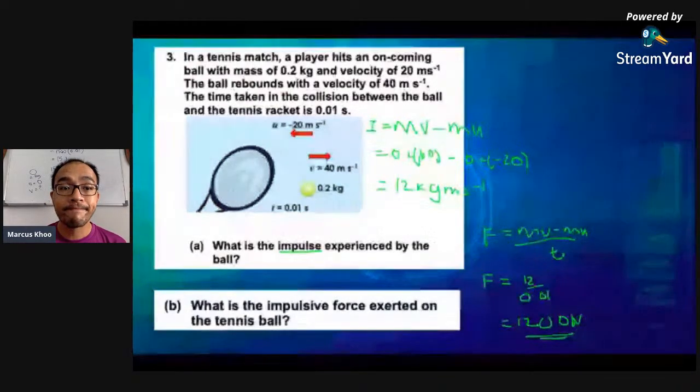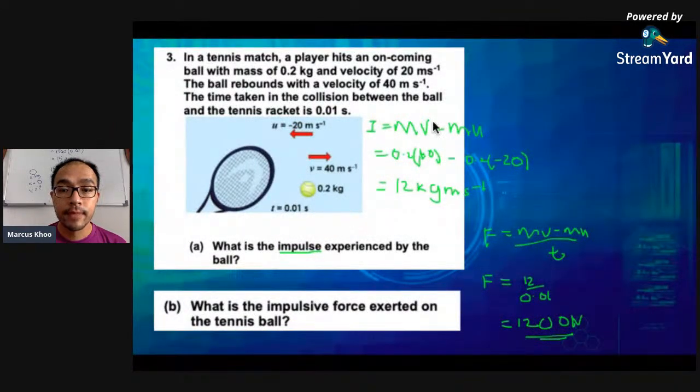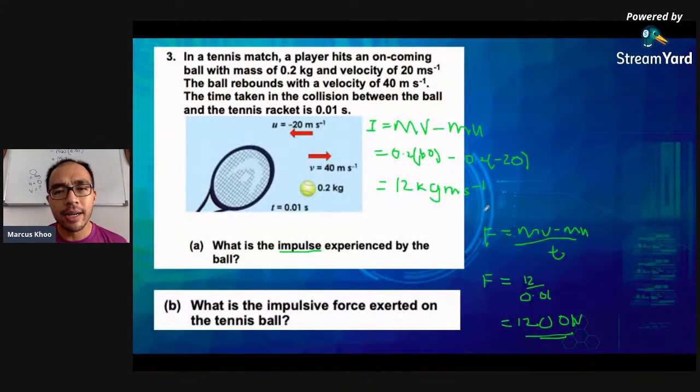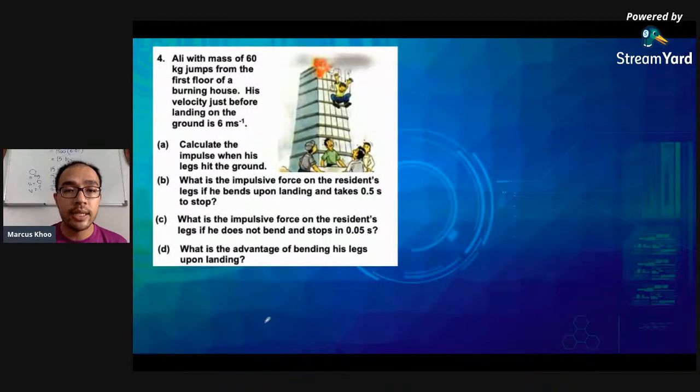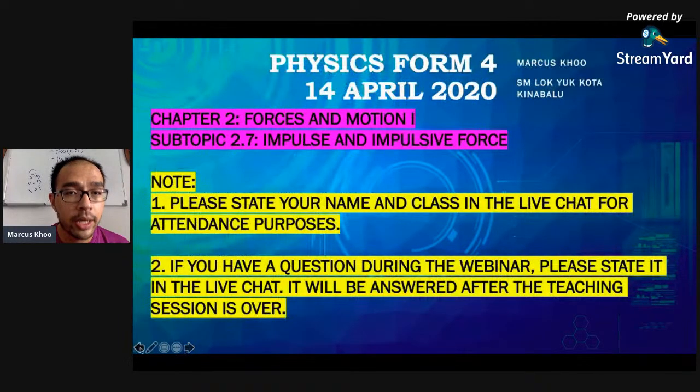So actually the calculation part of this is very simple, I find, because it's a very straightforward formula. Just don't forget that the direction of V and U is very important. Don't forget this. All right, I think this is probably the last question. Is this the last question? Let me see. Oh, yes, it is the last question.